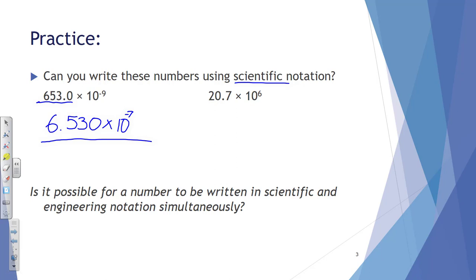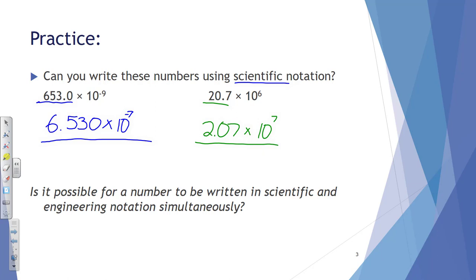20.7 times 10 to the 6th, not in scientific because our exponent is too big. Let's make that 2.07. Scientific has to be between 1 and 10 for our coefficient. 2.07 times 10 to the, since our coefficient got one spot smaller, our exponent has to get one spot bigger. And scientific allows us to use any number in the exponent, any integer that is. 2.07 times 10 to the 7th is in scientific.